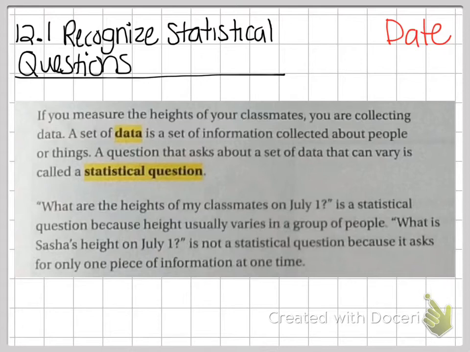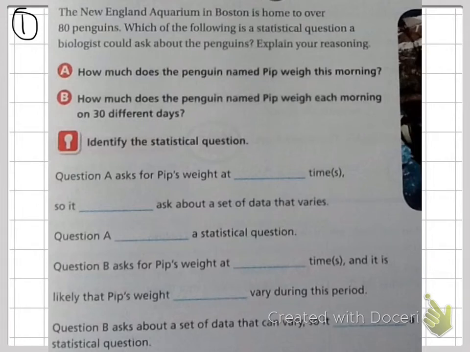So next we are going to look at two different questions and determine which one is statistical and which one is not. The New England Aquarium in Boston is home to over 80 penguins. Which of the following is a statistical question a biologist could ask about the penguins? Explain your reasoning. Question A. How much does the penguin named Pip weigh this morning? Question B. How much does the penguin named Pip weigh each morning on 30 different days?